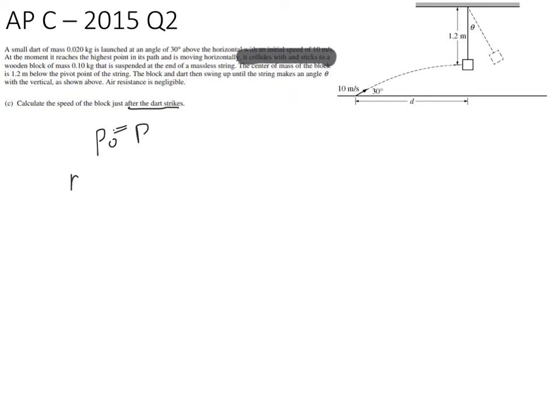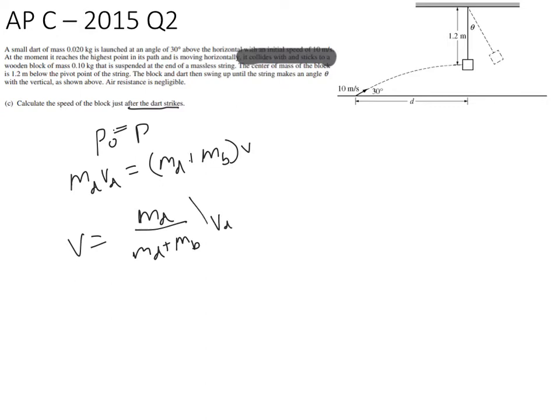The dart and its initial speed is equal to the dart and block final. So the final speed of the whole thing is just going to be equal to the dart's mass over the total mass times the initial speed.